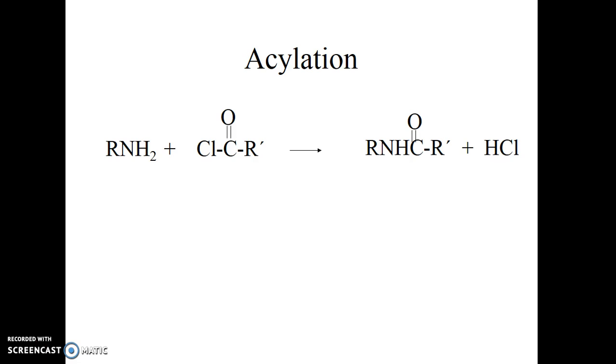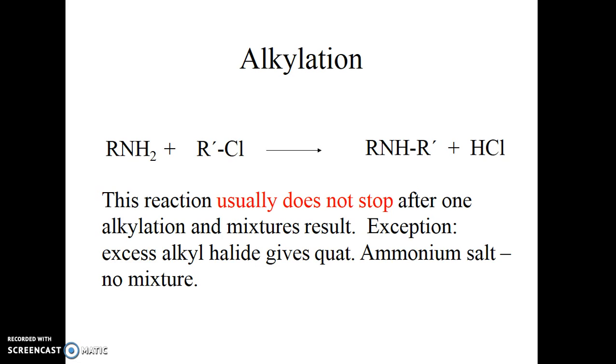Acylation is an old reaction for you. An acyl halide with an amine gives you an amide. Alkylation is also an old reaction for you. An amine can do an SN2 on an alkyl halide. Now, it does need to be primary in order to have substitution predominate. If you have secondary or tertiary, you would start having elimination occur as the major reaction.